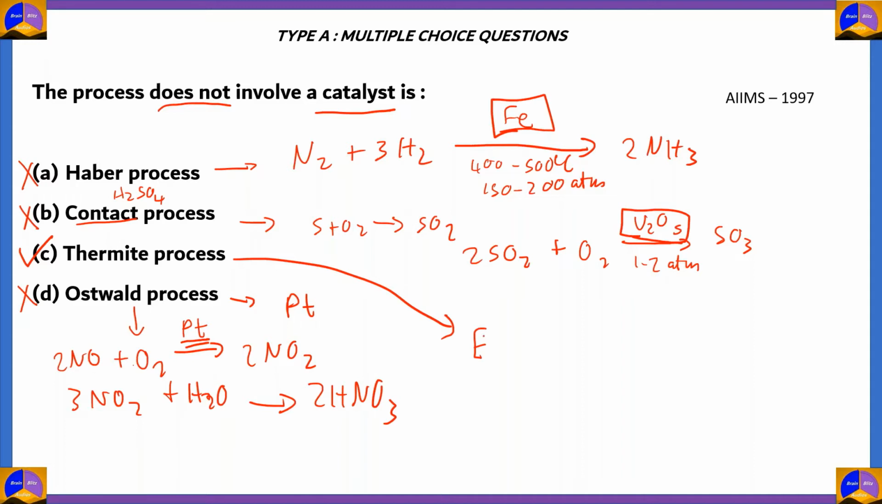The Thermite process is the process in which Fe2O3 in the presence of aluminum is changed to Al2O3 plus 2Fe. This reaction produces a lot of heat and it's used for welding railway lines. And this does not have a catalyst. So therefore, option C is the right option with regards to the process that does not involve a catalyst. Thermite process is the right answer.